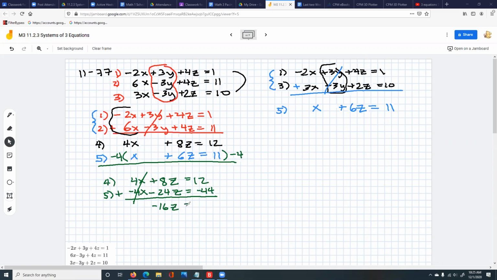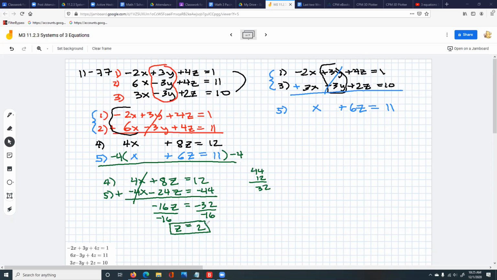-16z equals, and what is 44 minus 12? 32. So -32. Okay, when I add these 2 together, I get -32. Then I divide by -16, divided by -16. Well, 16 goes into 32 2 times. So z equals 2.